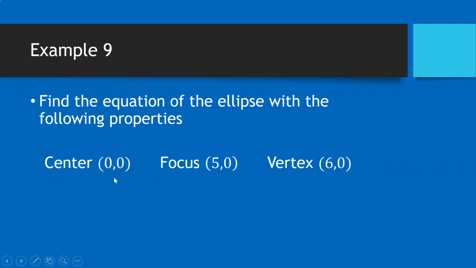Same thing, I am going to do one where we don't just have vertices and minor axis length. What if we have this situation? We want to find the equation of the ellipse with the following properties. The center is at 0, 0. The focus is at 5, 0. And a vertex is at 6, 0. Go ahead and push pause and try to figure out what the A, B, the H, and the K are, and then fill in the equation.